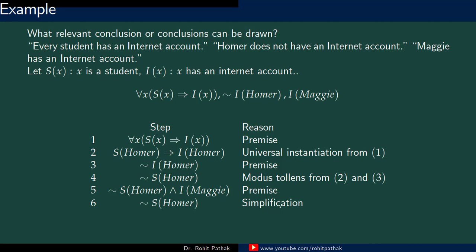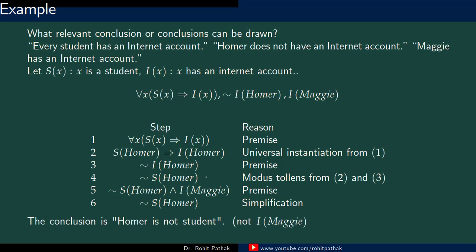Simplification says that from P and Q, the conclusion is P. And if we write Q and P, then the conclusion is Q. So from here we can get two conclusions: negation S Homer or I Maggie. But the proper conclusion is negation S Homer, because nothing is specified about Maggie, whether she is a student. So the proper conclusion is negation S Homer.